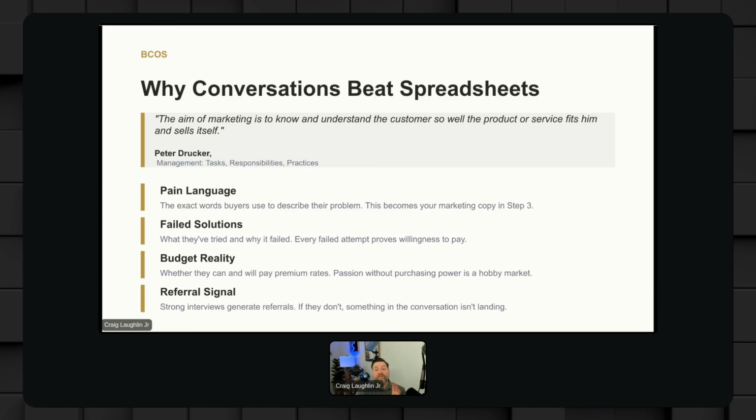Second, failed solutions. Every buyer you talk to has already tried something. Maybe it's a consultant. Maybe they bought a course. Maybe it's an internal promotion they hoped would fix it. And those failed attempts, they're gold because they prove willingness to spend money on this problem and they reveal what doesn't work, which becomes your differentiation.